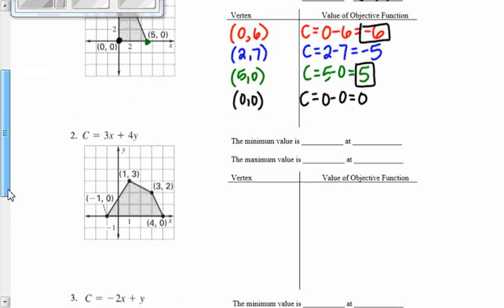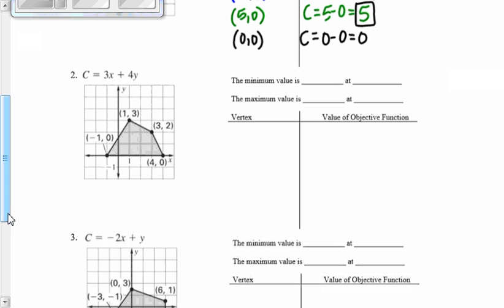So continuing down to number 2. So just same situation, new points. So here's your feasible region. Test your vertices. Notice that you do have a new objective function here. So we have 3 times x plus 4 times y. So that would be negative 3 plus 0, which is negative 3.